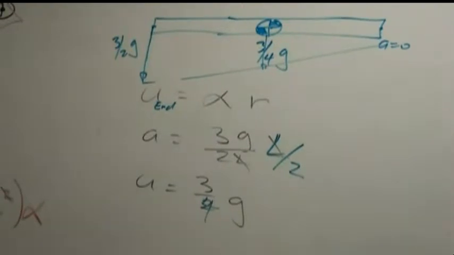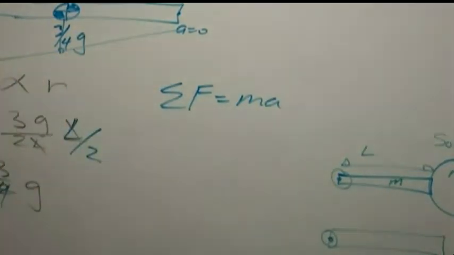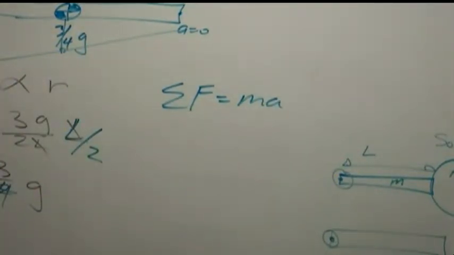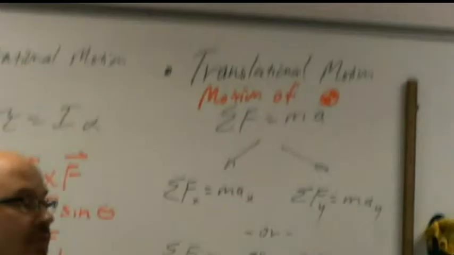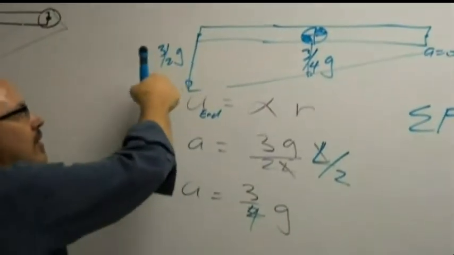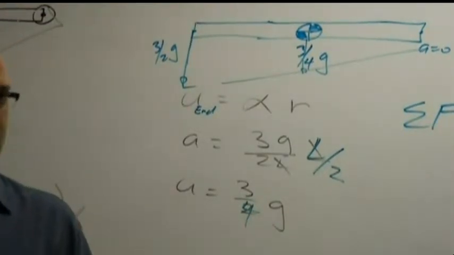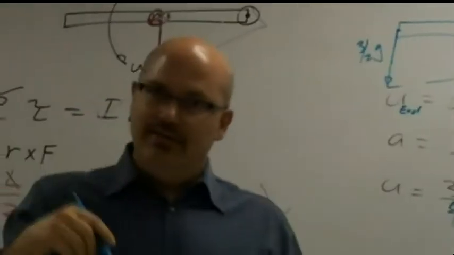Now, here's the deal. The sum of the forces equals ma still works for an object that is rotating. But what point on the object are we interested in? Center of mass only. That's all this tells you about. So the end accelerating faster than g does not violate any physics, because it's the center of mass that makes the difference.